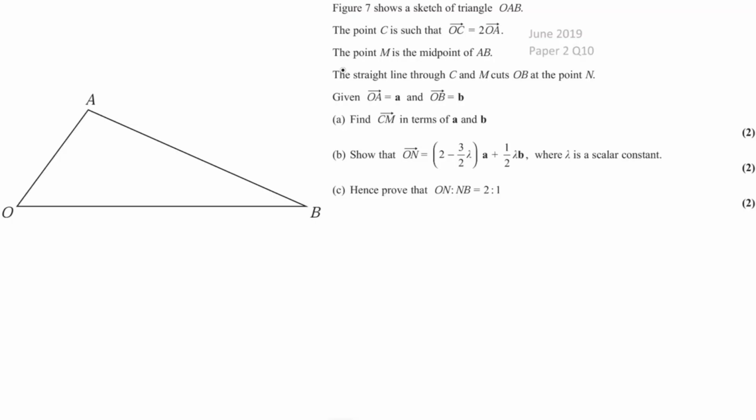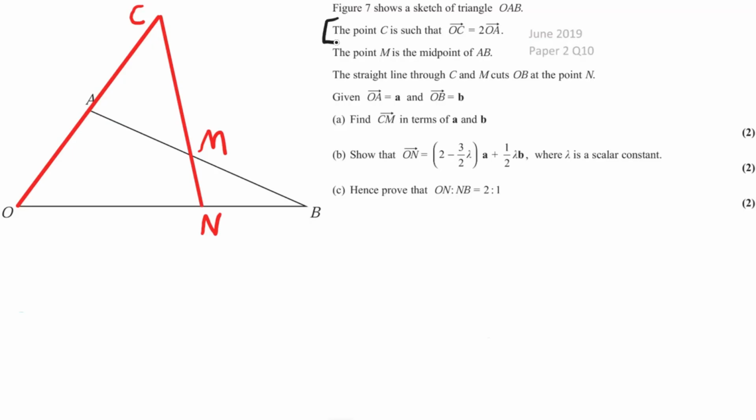And we're told about a point M that is the midpoint of AB, so this line here. And we're told that the straight line that cuts through C and M also cuts OB at the point N. And given that OA is equal to A and OB is equal to B, we need to find what CM is. Okay, so I've drawn on this sketch to show what's going on.